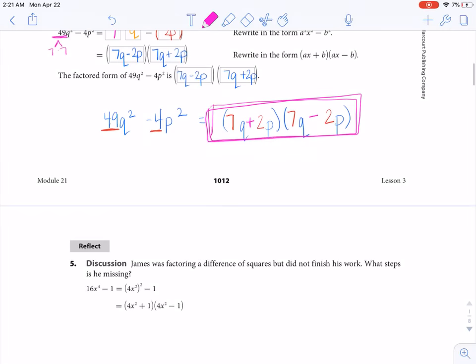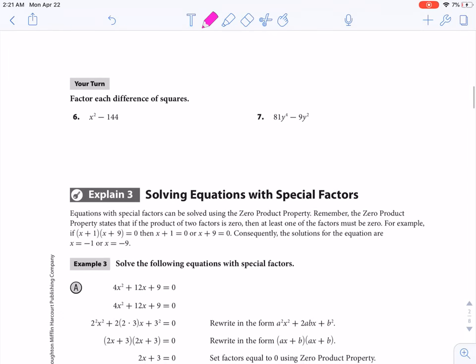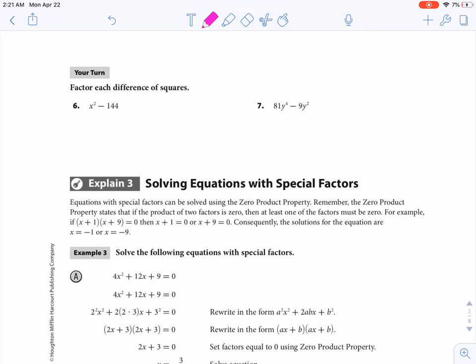Let's go ahead and go down. We're going to try your turn, and we're going to look at number 7. If I break this down, what's the first thing that we can do with this? The first thing is we can take out a 9y squared. So let's rewrite that. I'm going to take a 9y squared out, and I am left with 9y squared minus 1. Now I can go ahead and continue.